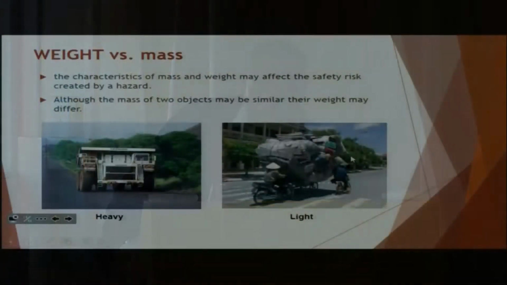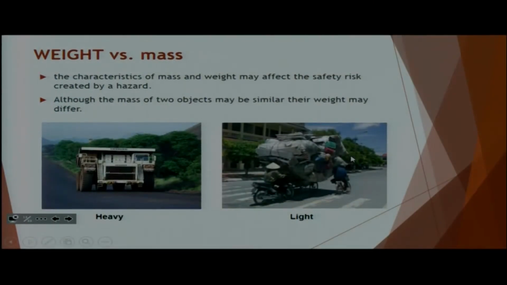All right. Although the mass of two objects may be similar, their weight may differ. Look at that picture.